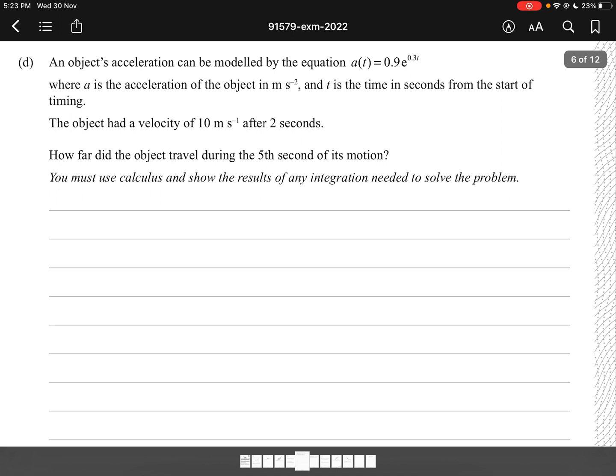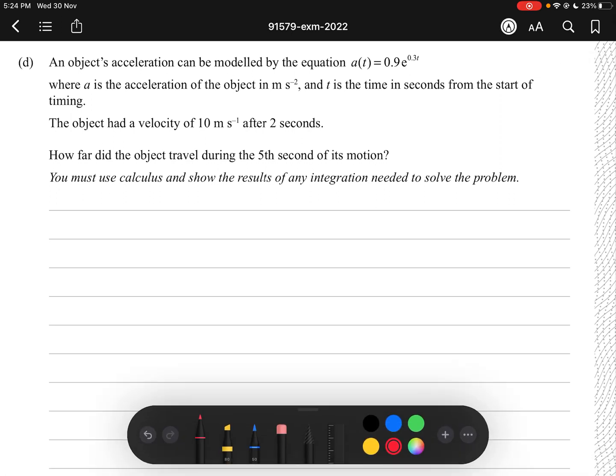So in this case, we have the equation for acceleration. We need to integrate to find the velocity and integrate it again to find the distance. So we know that v(t) is equal to the integral of a(t) dt, which is equal to the integral of 0.9e^(0.3t) dt. And that equals, we're just going to use our standard integration rules for e.